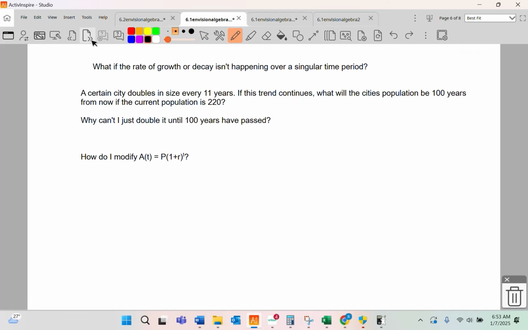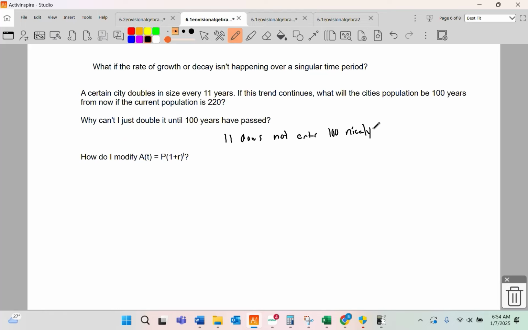All right, what if the rate of growth or decay isn't happening over a singular time period? I say that because I was talking like we had questions that were per year or per month. This one's a little bit different. A certain city doubles in size every 11 years. If this trend continues, what will the city's population be 100 years from now if the current population is 220? So the first question I have there is, why can't I just double it till 100 years have passed? And that's simple. 11 does not enter 100 nicely in rows. So that's the issue.